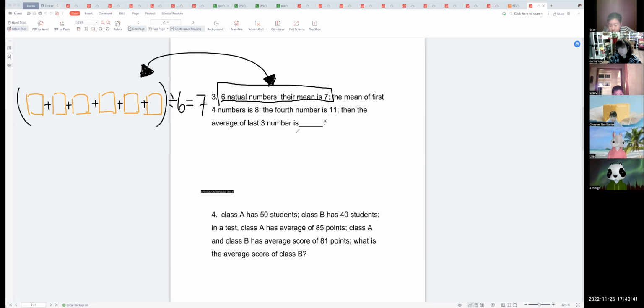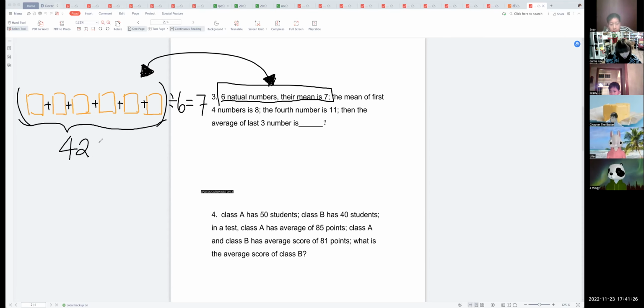So now I'm going to do the same thing again. So the whole entire class, do you understand? 6 numbers, their mean is 7, sorry. So that means these 6 numbers plus together should equal what? Athene? So these 6 numbers plus together should equal to what? All the numbers added together and divided by 6 equals 7, so what is the total? 42. Very good.